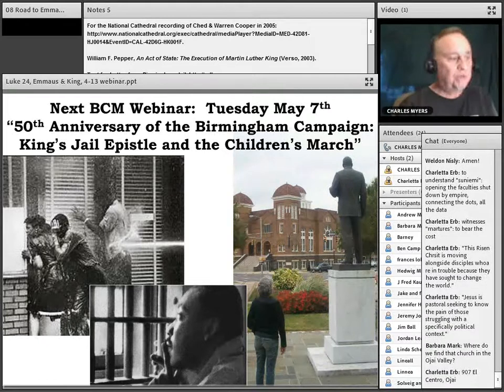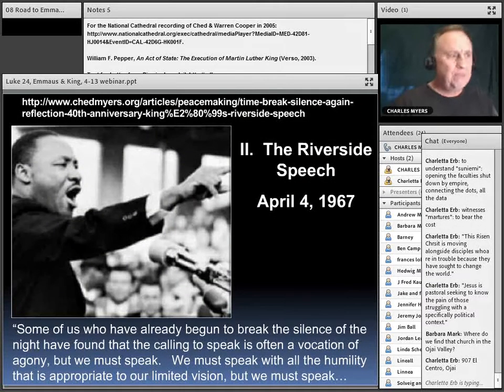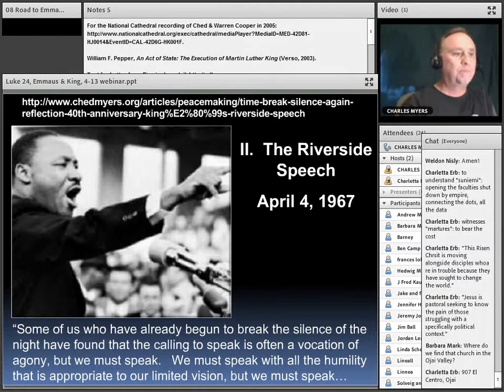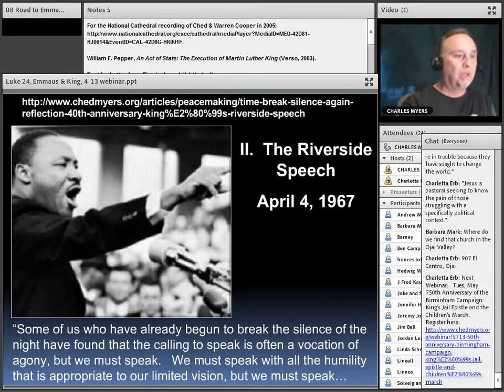The other speech of King's that I would highlight, and when I say highlight, I want to invite us to reread these texts. And if you look up at your notes box, you'll see the URL of the letter from Birmingham jail. That's where you can find it online, as well as many, many other places. And also the text of the Beyond Vietnam speech. That's the other one that I want to highlight.